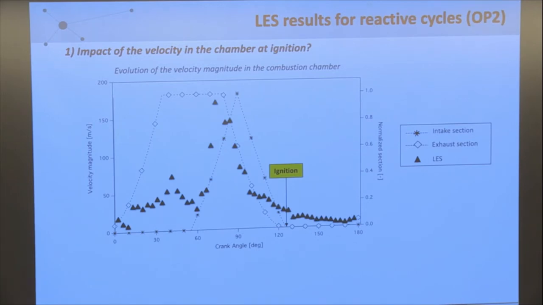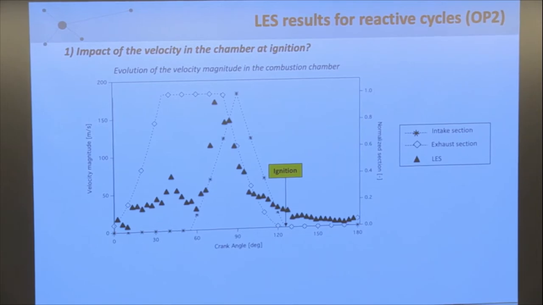Basically, I'm going to show you that the important thing is the velocity at the place where you ignite. If the velocity at the place of the spark in a given cycle is too large, it's not going to ignite, or let's say it's going to ignite very slowly. If the velocity is too slow, well, then no problem, combustion will be able to develop.